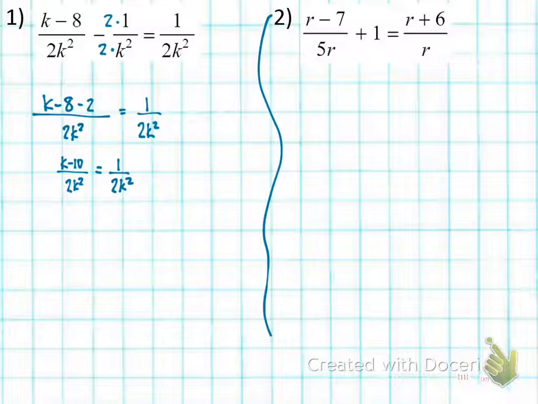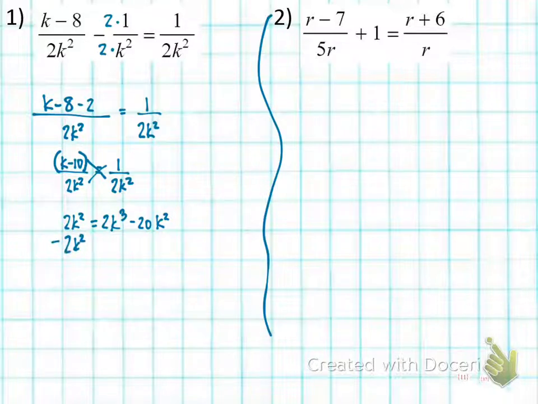We could use proportions and cross multiply. So we got 2k squared times 1 is going to be 2k squared. And then we got k minus 10 times 2k squared. So this is a binomial, so we're going to multiply it. k times 2k squared is going to be equal to 2k cubed. Okay? And then negative 10 times 2k squared is negative 20k squared. Combine like terms now. We could subtract 2k squared on both sides. And we get 0 is equal to 2k cubed minus 22k squared.